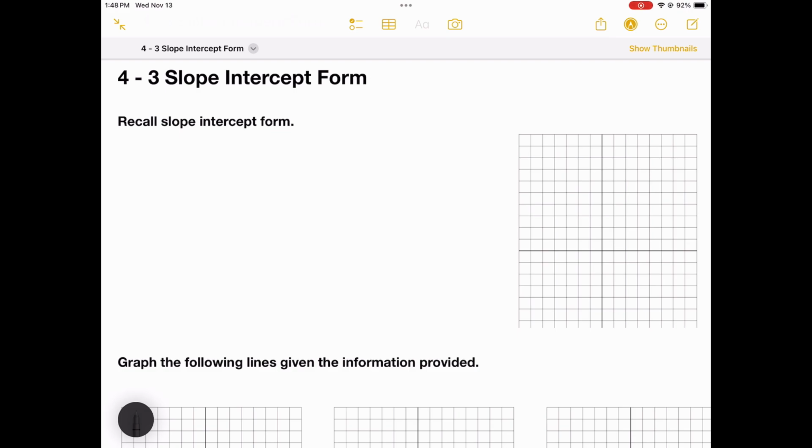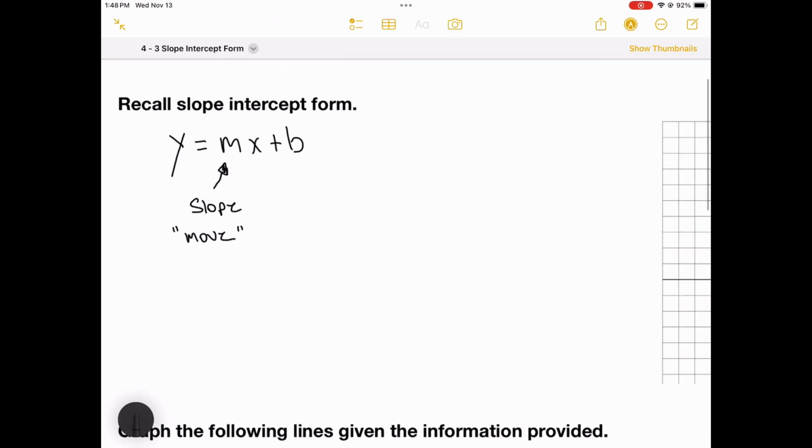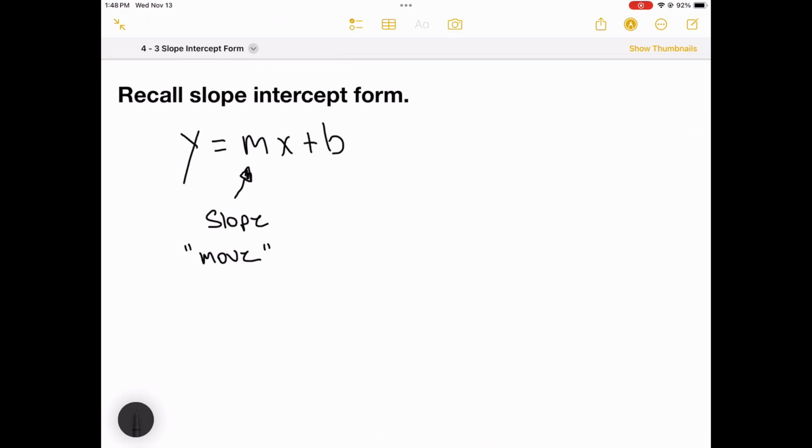So let's recall slope intercept form. y equals mx plus b, where m is your slope. I refer to it as the way you move. That's why I like the m there. Slope, or the way you move, on y equals mx plus b.